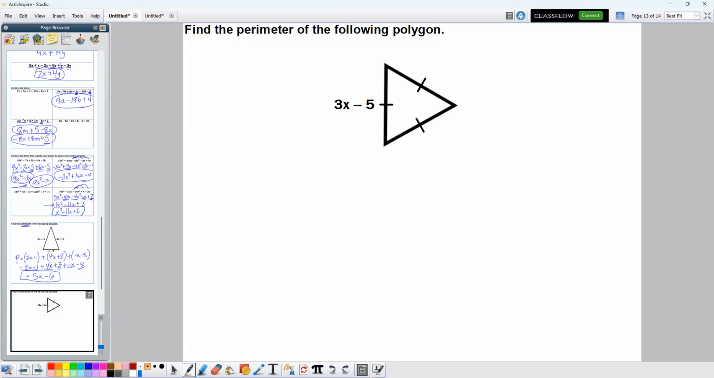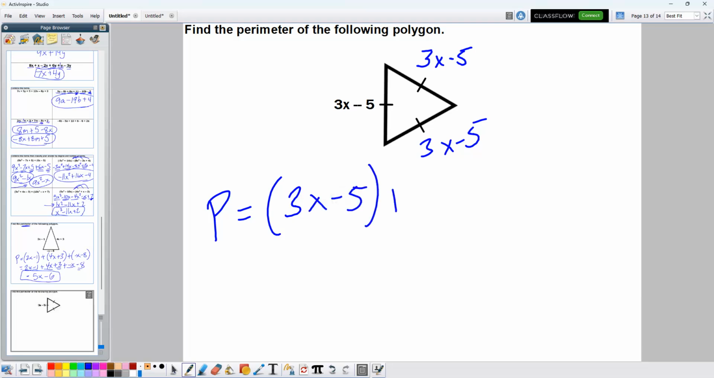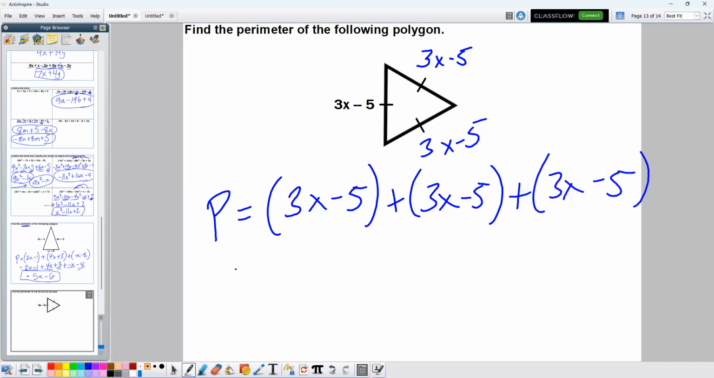Next one, this is an equilateral triangle. All three sides are the same. How do I know that? They got those little dashes on them. So if it labels that one as 3x minus 5, that means that this one is 3x minus 5, and that means that one is 3x minus 5. The perimeter would be 3x minus 5 plus 3x minus 5 plus 3x minus 5.